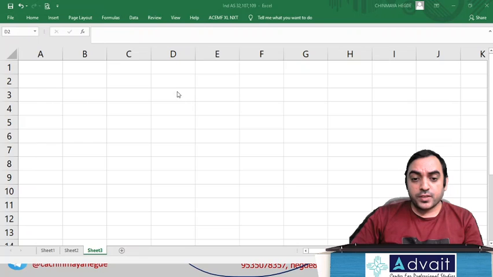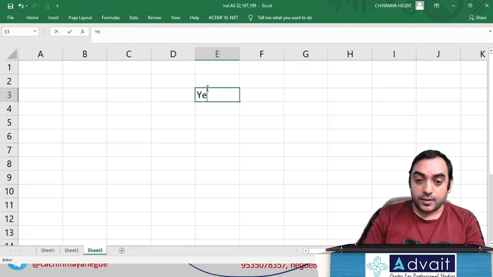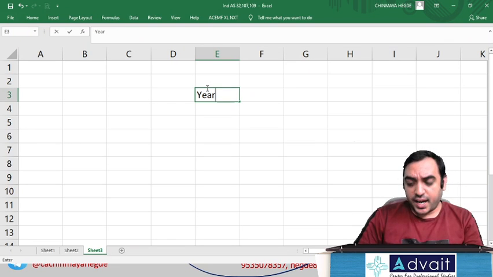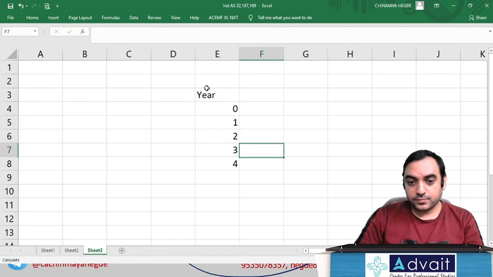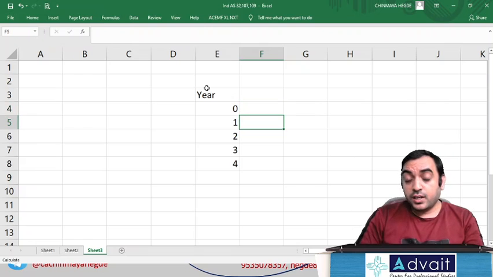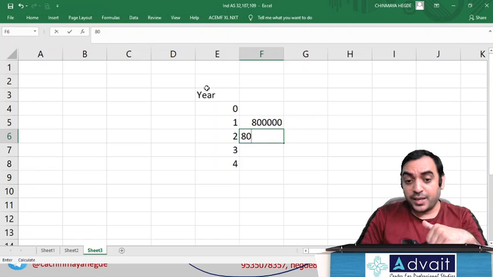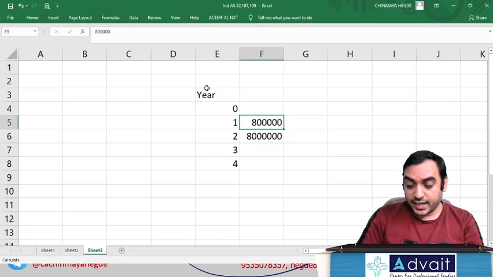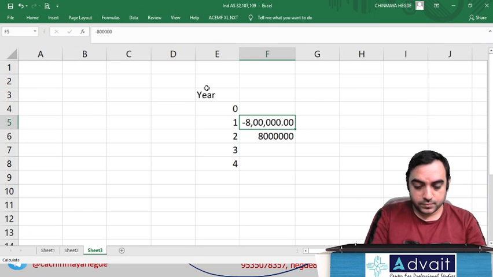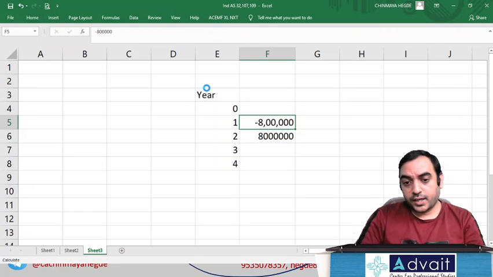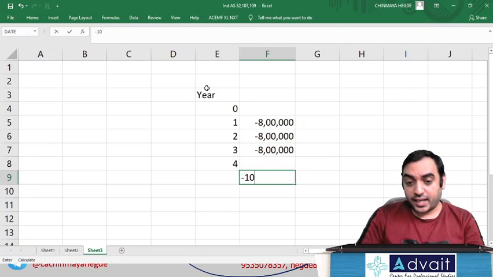Okay, so here we have year and cash flows. How many years did we have? Year 1, 2, 3, 4. I'll start from 0, then 1, 2, 3, 4. And what are the cash flows? Every year's payment, how much? 8 lakh. Second year payment 8 lakh. I'll put a minus because it is a payment, minus 8 lakh. Third year also 8 lakh. Last year 108 lakh.